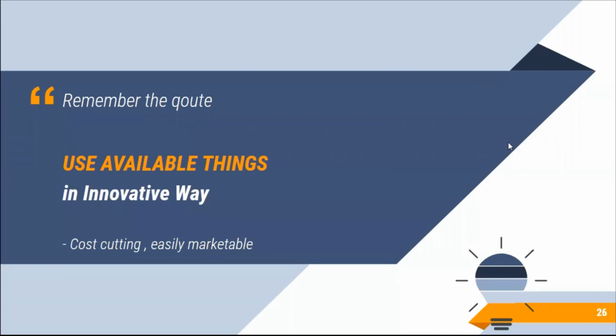So it's cost cutting and easily marketable. People need not buy a new vehicle for 4 to 5 lakhs. Instead, if you can make it for 50, 60,000, that is more profitable for the customers also. So this is what it means to use the available things in an innovative way.